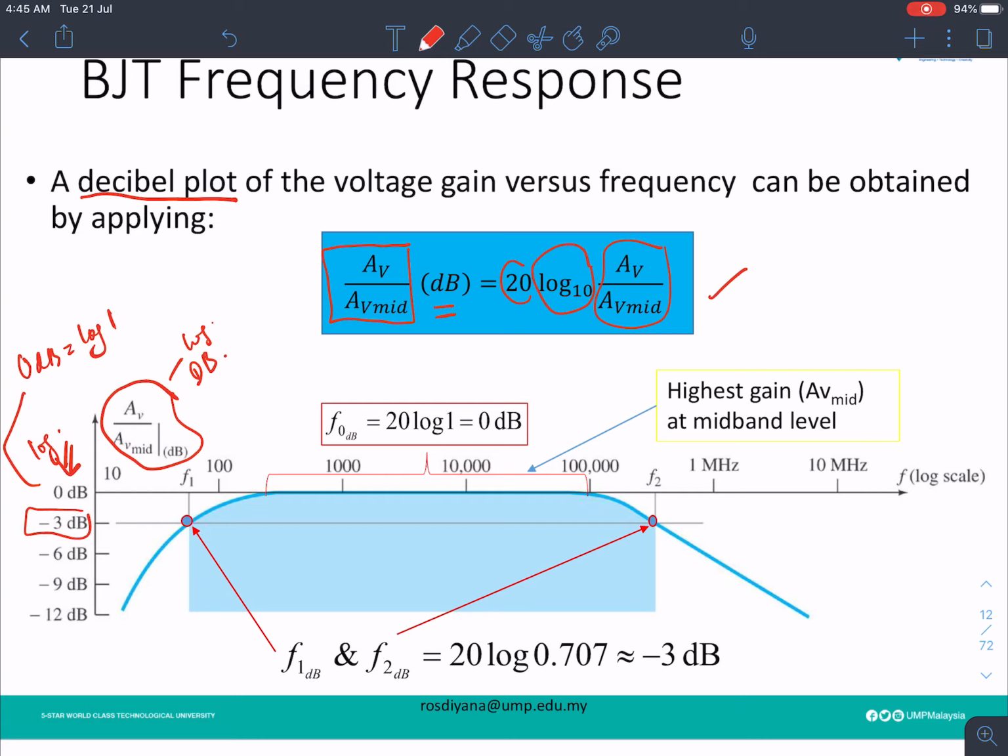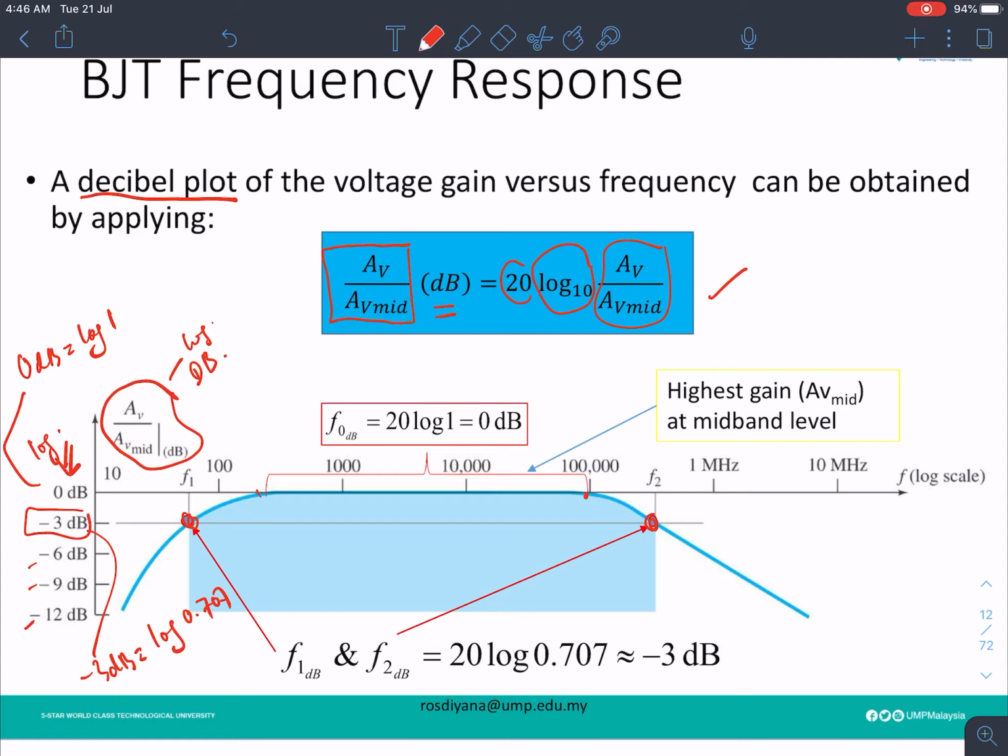Negative 3 dB is actually equal to log 0.707, and so on. We log everything and we get these values. So you see in decibel the gain is maximum at 0 dB, and at the cut-off frequency level, the gain is negative 3 dB. This is important.